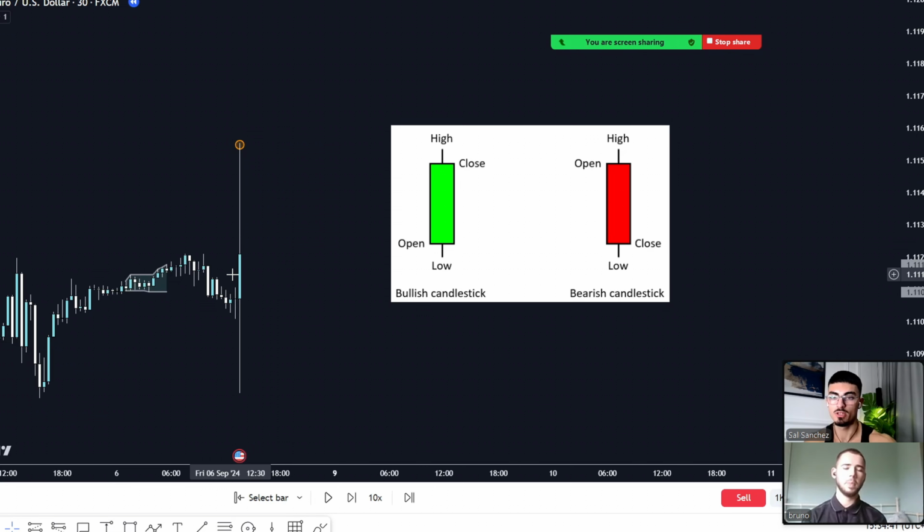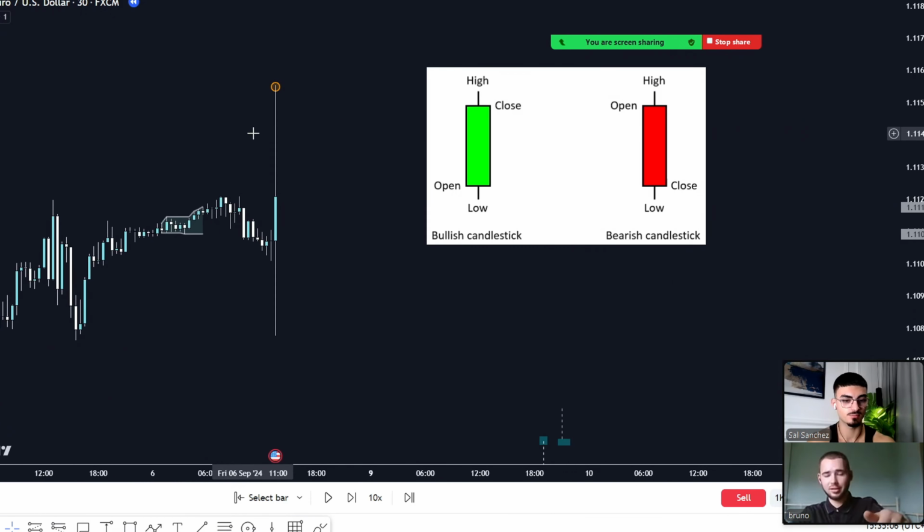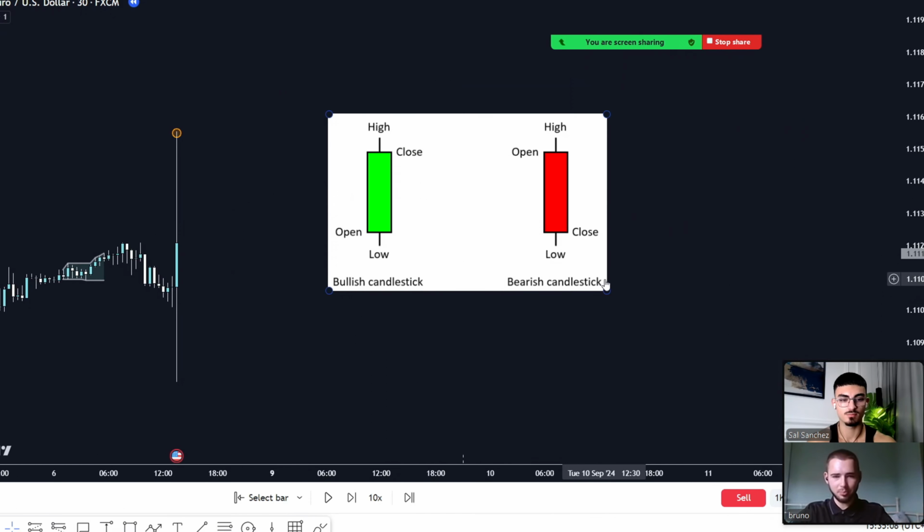When it comes to psychology, which I will get on to in future videos, you want your candle colors to not be green and not be red, because there's a lot of emotion attached to green and red. Let's just look at traffic lights. Green tells you to go. Green tells you to buy. Green tells you this is good, this is good, this is good. But you don't want to have that associated to your trading, okay?